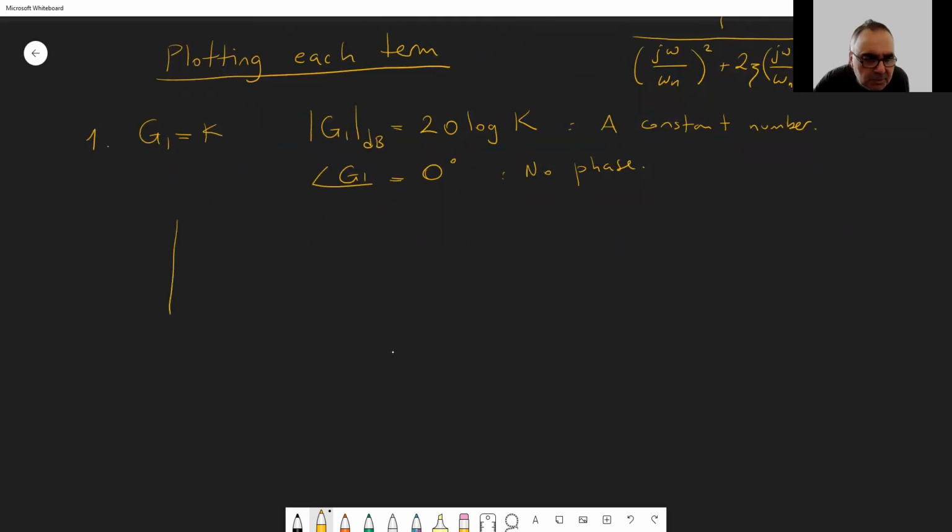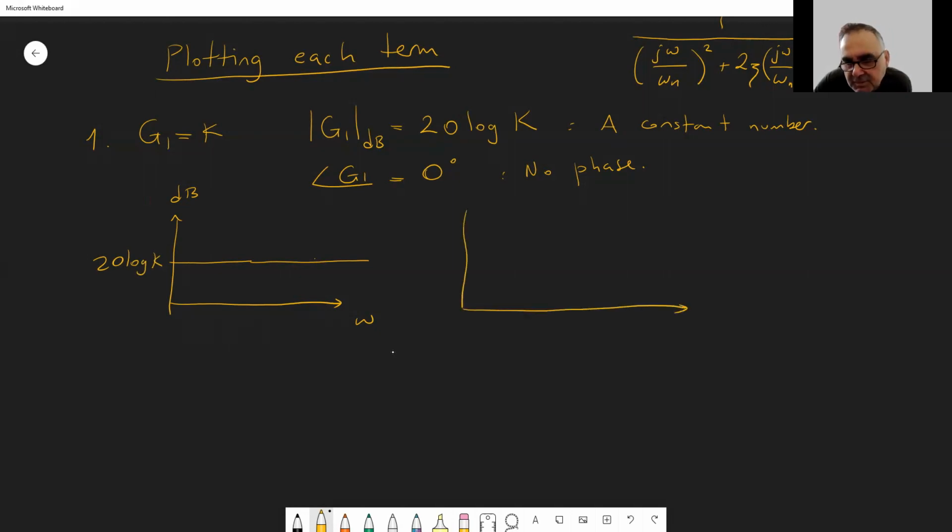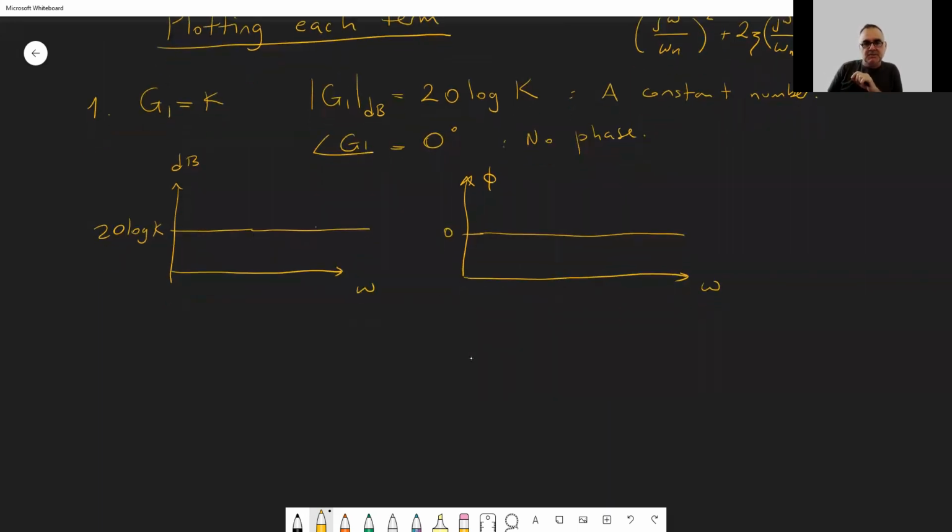So, if you plot it, if this is omega, and this is the magnitude in dBs, you get a straight line at 20 log K. And if you plot the phase versus omega, by the way, these omega axes are logarithmic, but it doesn't matter. If this is 0 degrees, you just have a line at 0. This is what we get. It is trivial, but this is what we get. Okay, this is the first one.